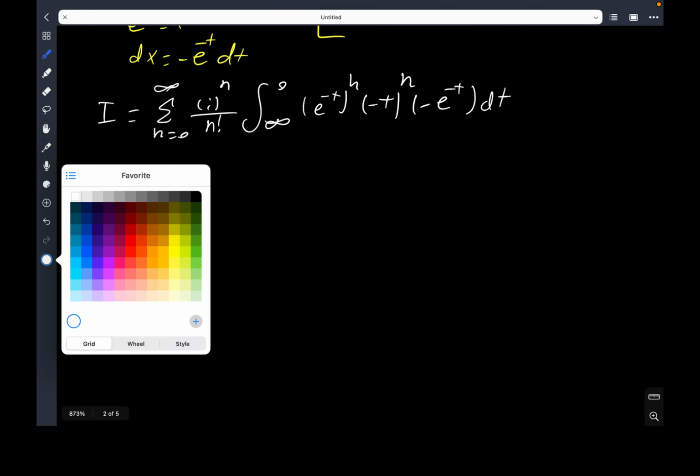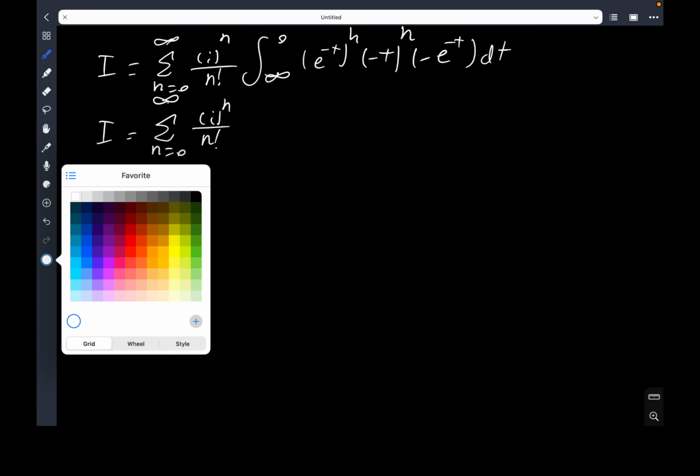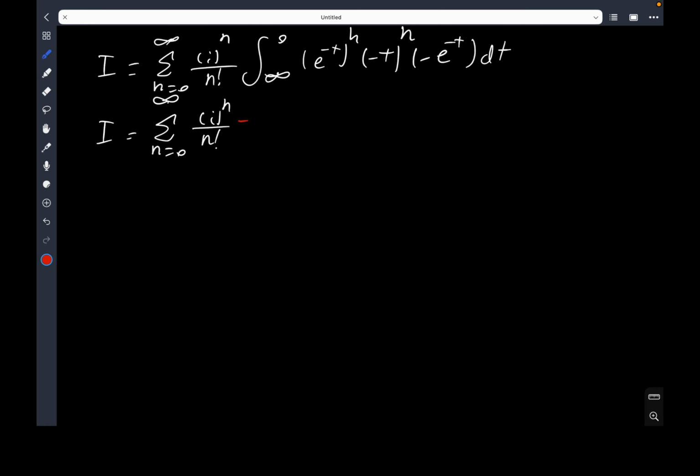And if I write this integral more cleanly here, I'm going to have the infinite sum from 0 to infinity of i to the n over n factorial, multiplied by a negative sign here, the integral from infinity to 0 of e to the negative tn, negative t to the n, e to the negative t dt. Why did I put the negative sign in red here?